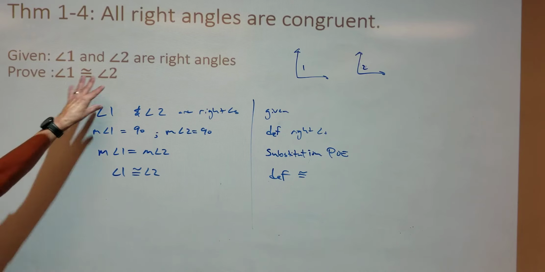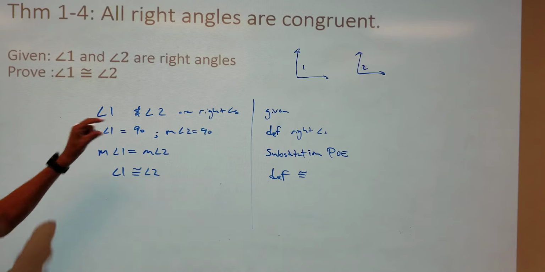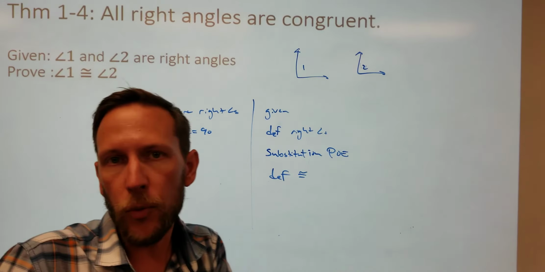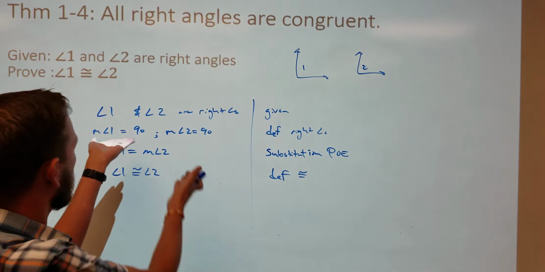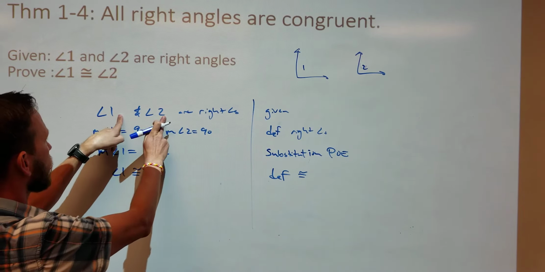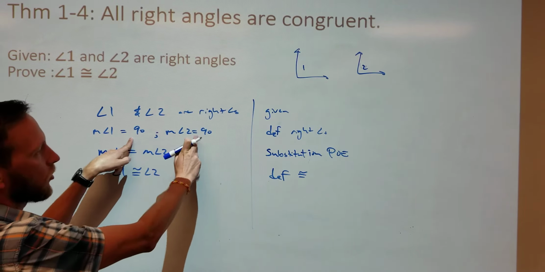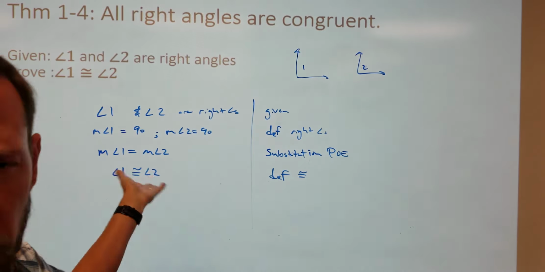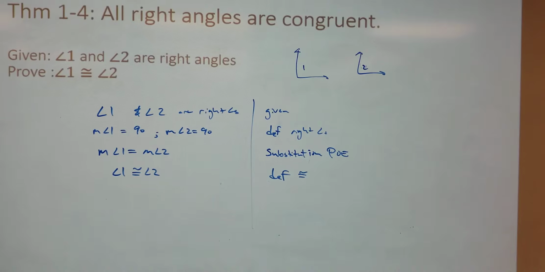So statements, reasons, statements, reasons, statements, reasons. Can you make two statements on one line? If it's appropriate to do so, then yes. All right? Here we're basically saying the same thing. If this is a right angle, its measure is 90. If this is a right angle, then its measure is 90. I could do that in separate steps if I wanted to, but why not just write them together? All right.